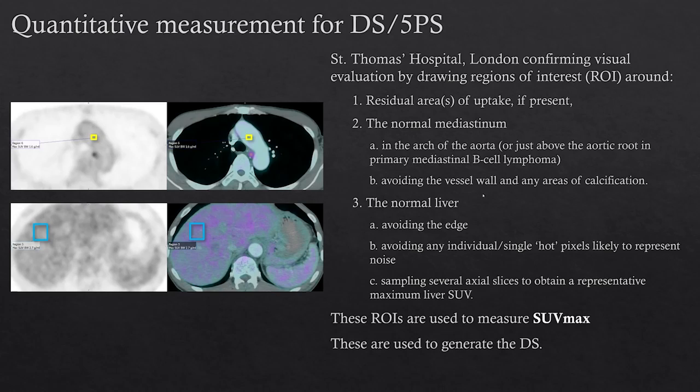They made sure they avoided the vessel wall or any areas of calcification. For hepatic uptake, they avoided the edge of the liver. They avoided any single hot pixels, which might represent noise. They tended to sample several slices to get a representative SUV max level for the liver. Then these numbers were used to compare areas of residual activity to the values of mediastinal and hepatic activity to generate the Deauville score.